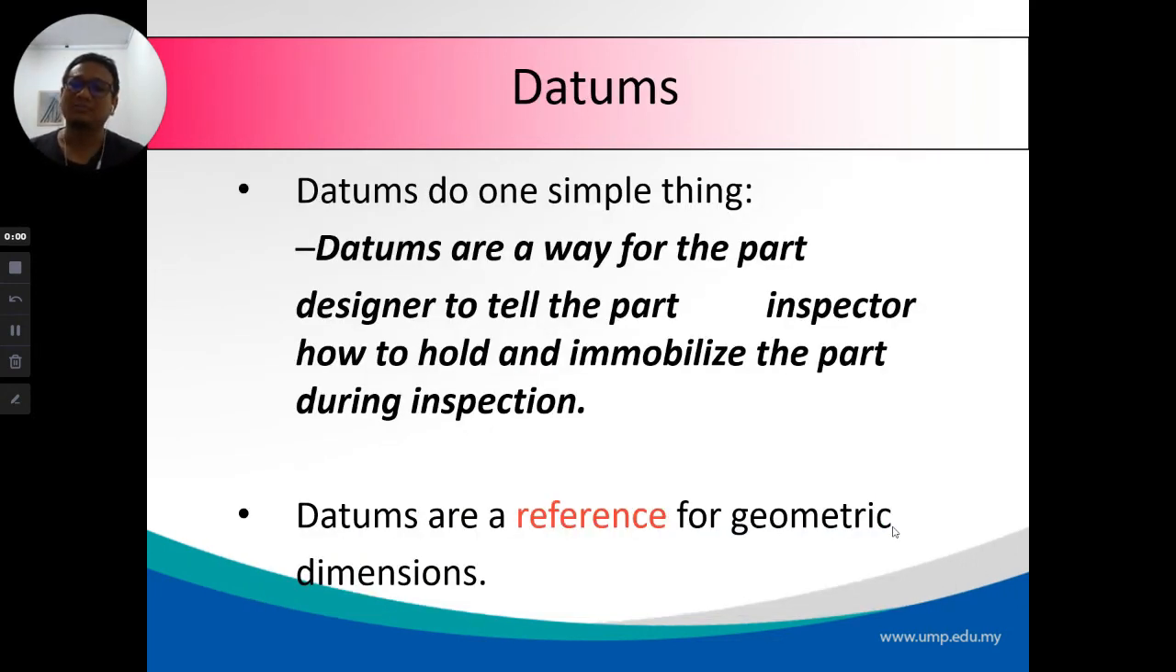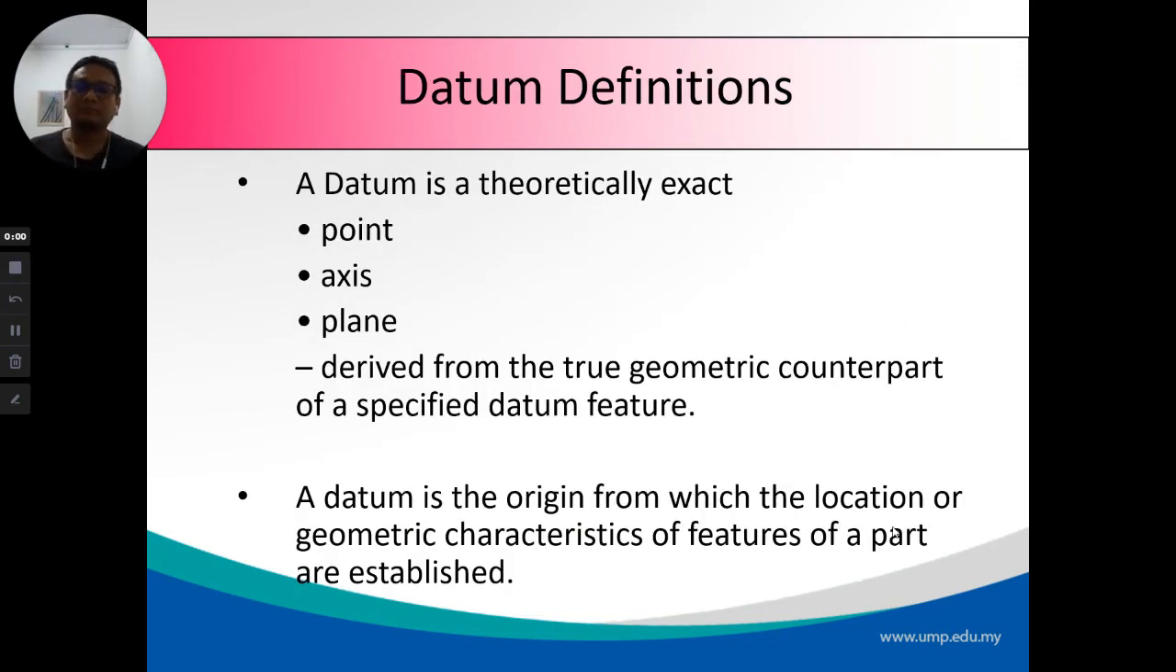Alright, so datums do one simple thing. Datums are a way for the part designer to tell the part inspectors how to hold and immobilize the part during the inspection. So the datum is like a point. Wherever you hold it, that is the datum. It is a reference, for example, a point, axis, or plane. It is an origin, a location where you want to show where it points.